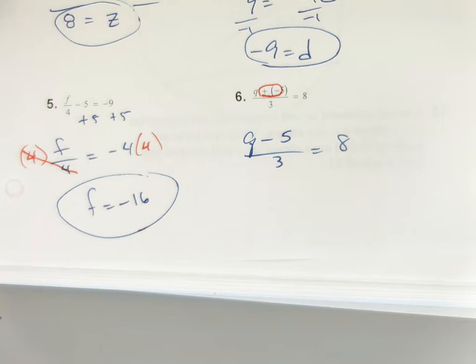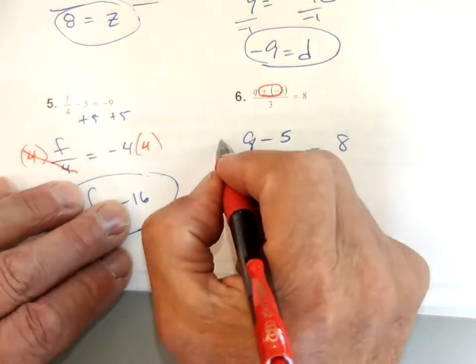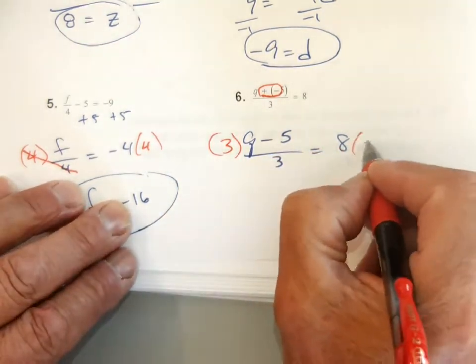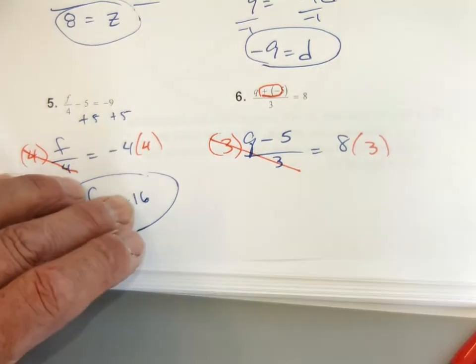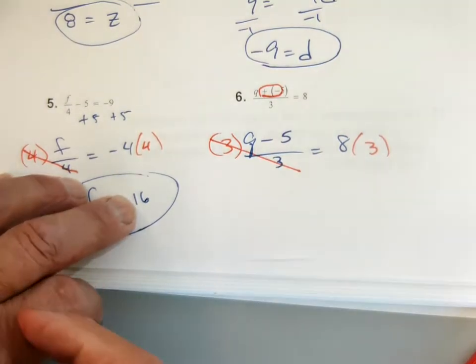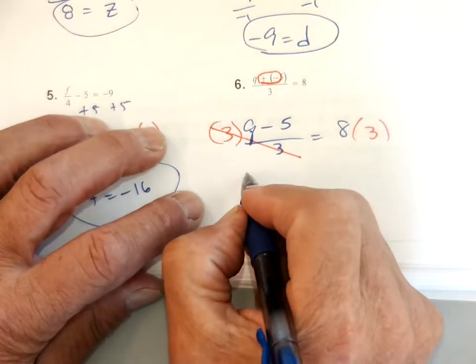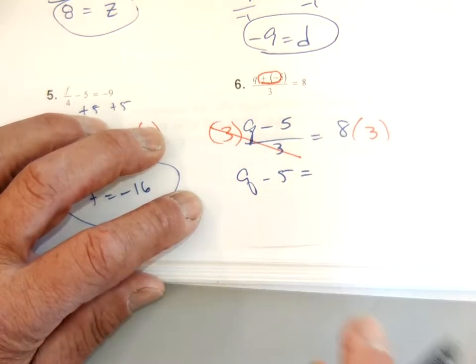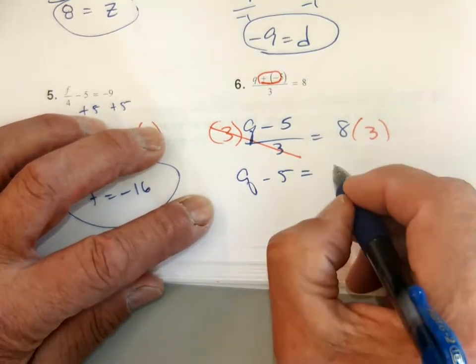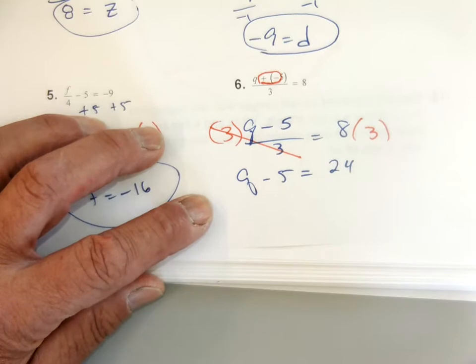So it's a big, long division. So we're going to get rid of the big, long division by multiplying by 3 first, because it cancels a 3. Then I've got my Q minus 5, because that's still there. 8 times 3 is 24, okay? And then it's easy, right?